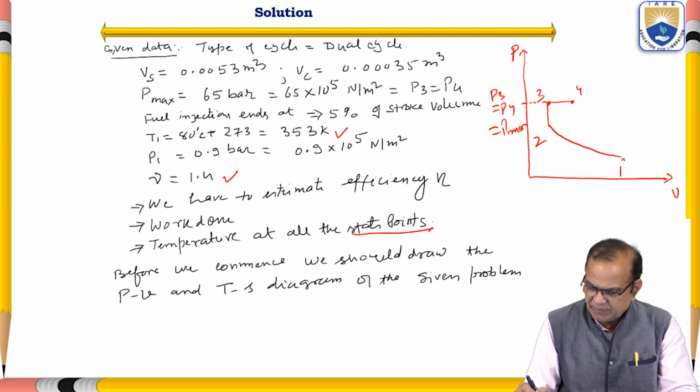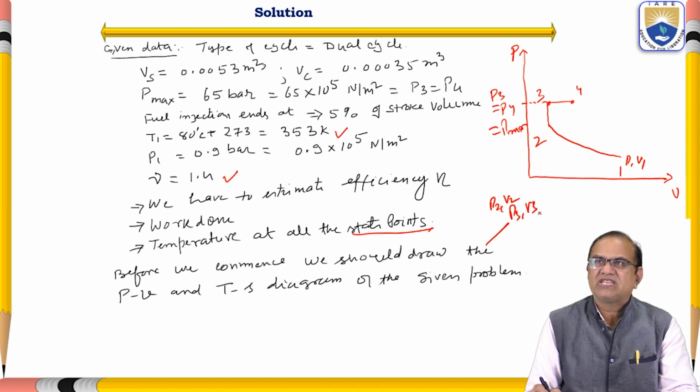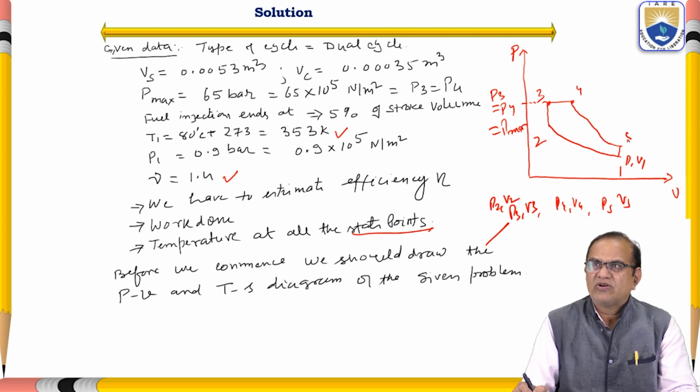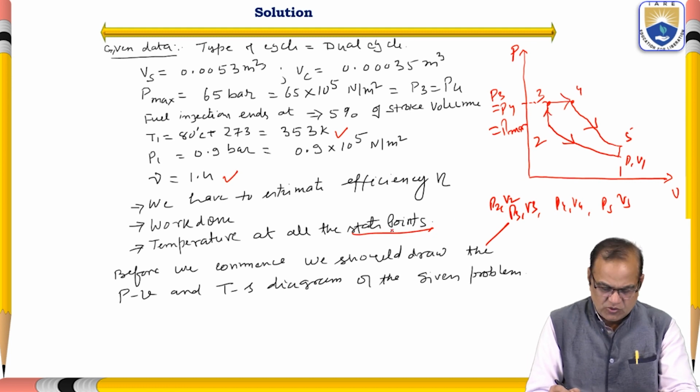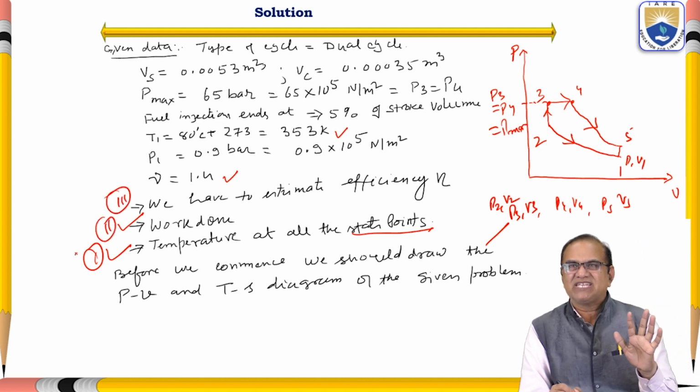So we have to find out each of the state points. P1, V1 is given. So the state points are P2, V2, P3, V3, P4, V4, P5, V5. These all points we have to find out. Okay, so that is the meaning of state points. Also we have to find out the work done, and we can get it by this method.